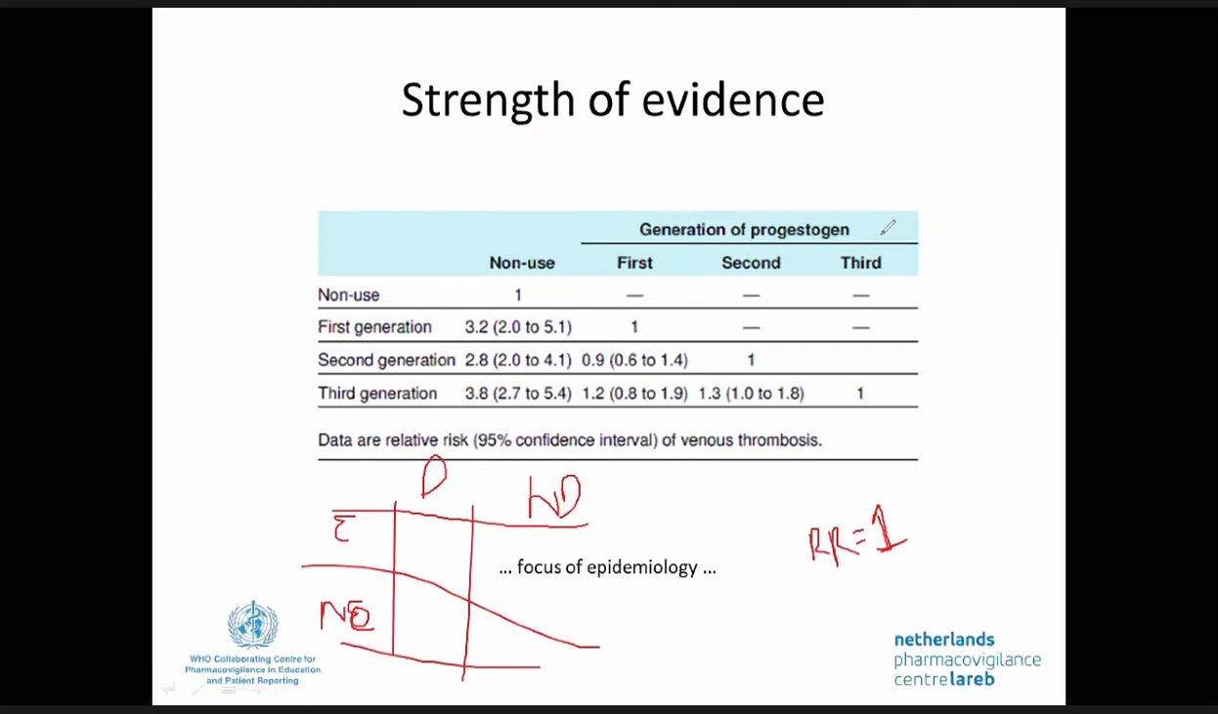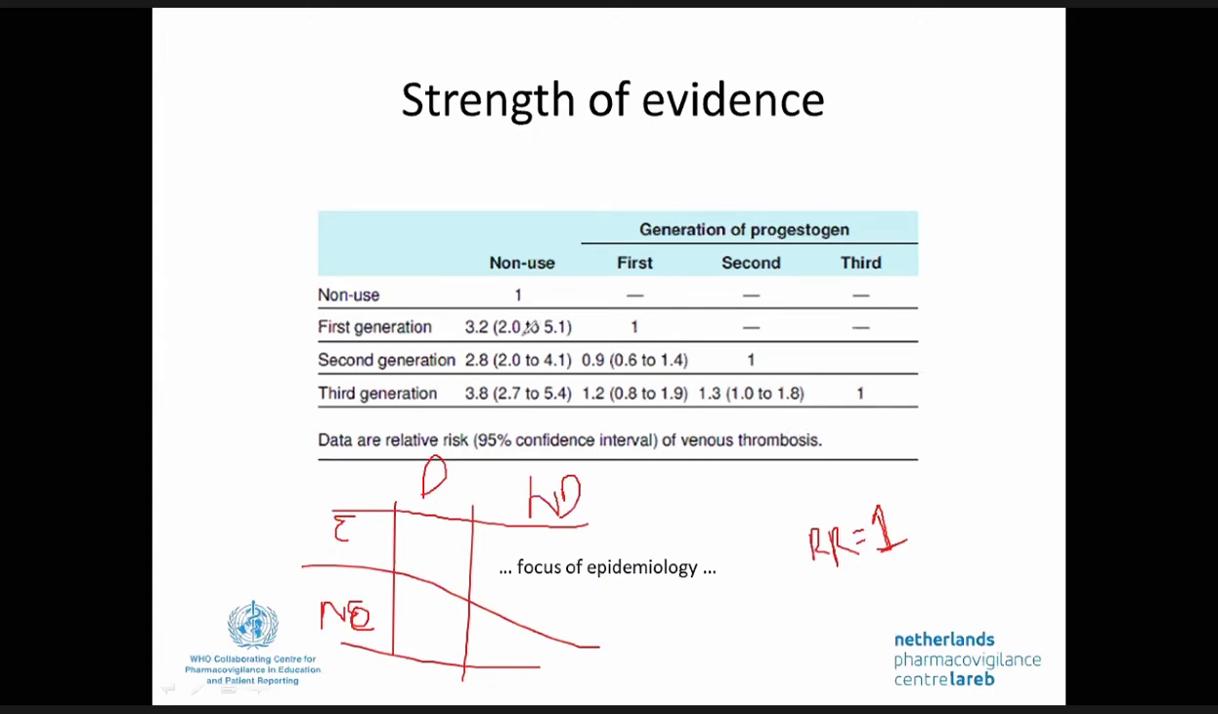So in the case of progestogens and the occurrence of venous thrombosis, if people who are exposed to a drug and have a certain outcome, and people who are not exposed to a drug and have a certain outcome, have a relative risk of 1, it means that the drug did not cause that disease. In terms of progestogens, if the relative risk is 1, it means that progestogens did not cause the venous thrombosis. So there's no association or causality.